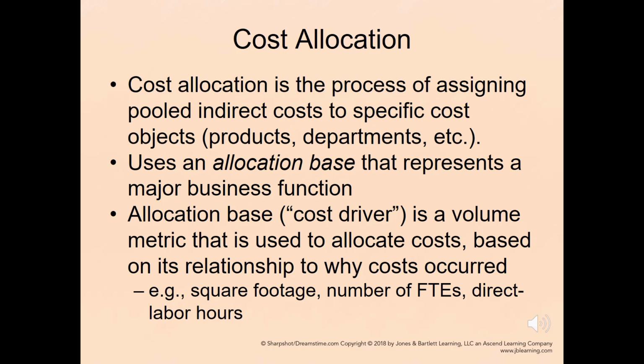Cost allocation is the process of assigning pooled indirect costs to specific cost objects. It uses an allocation base that represents a major business function. An allocation base or cost driver is a volume metric that is used to allocate costs based on its relationship to the costs incurred. For example, square footage or the number of FTEs or direct labor hours.